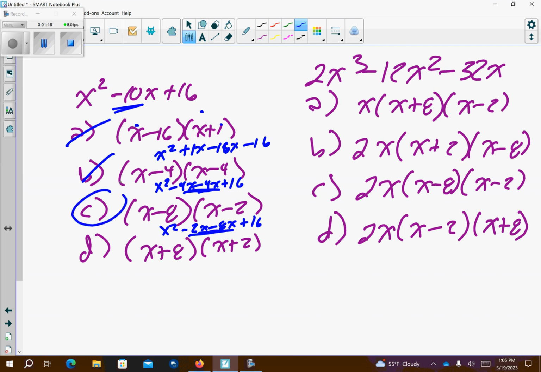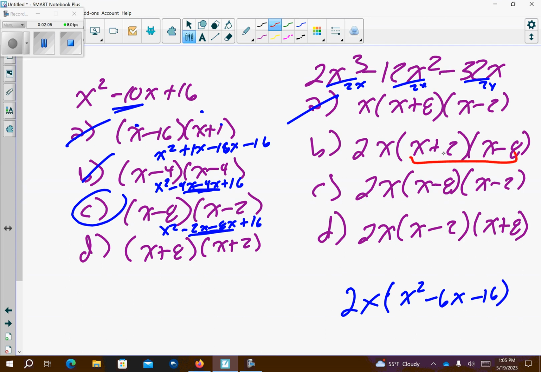On this one, everything can be divisible by 2x. Okay, so you have a 2x out front, so that means that A is eliminated right away. So then we start factoring this. So then what we're going to do is we just want to take a look at this. If I multiply it, do I get x squared minus 8x plus 2x minus 16? If I add those together, I get the minus 6x, which is that. So that's the only one that could be the answer. So it's a process of elimination.